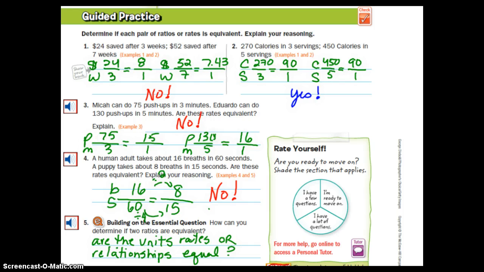Remember to always put your labels. So, how can we determine? Either look at the unit rates or look at the relationships. If they're equal, then the answer is yes. If they're not, the answer is no.